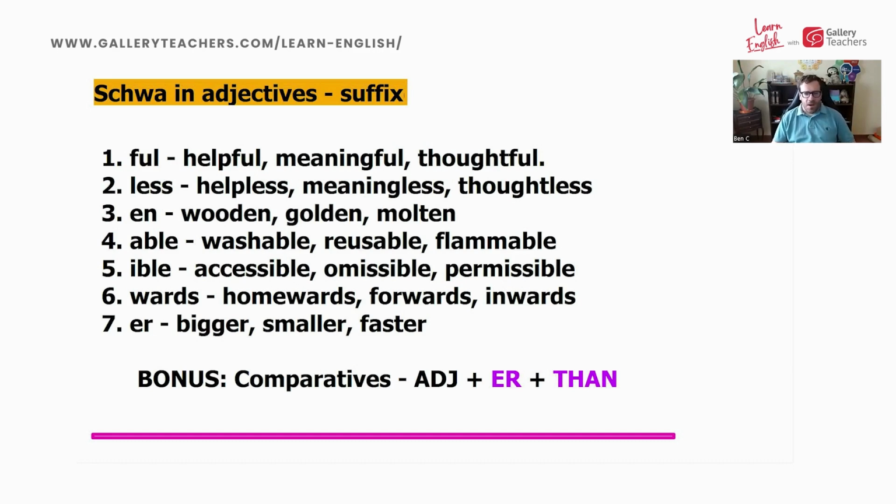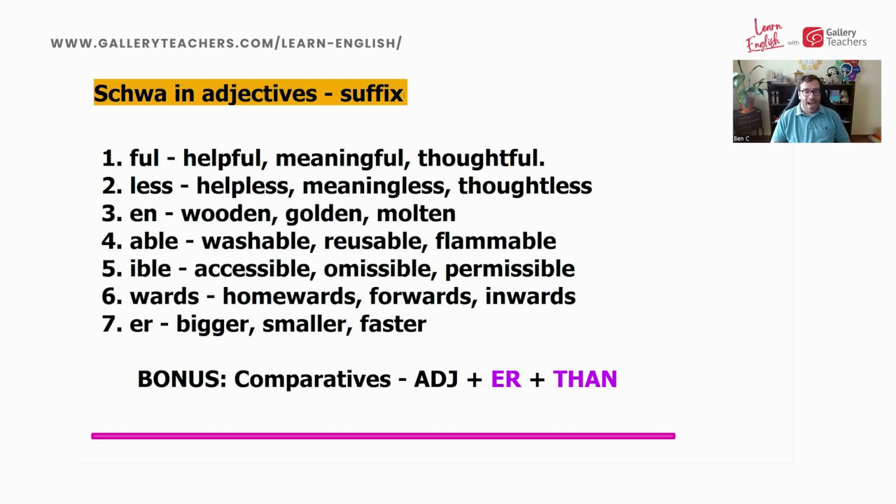And actually with this one, we can have a bonus. Remember that in comparatives, you're going to have an adjective, then ER, and then than. And actually, both of these things in purple contain a schwa. So, bigger than, smaller than, faster than. A cat is faster than a tortoise. My cat is smaller than yours. Your cat is bigger than mine.